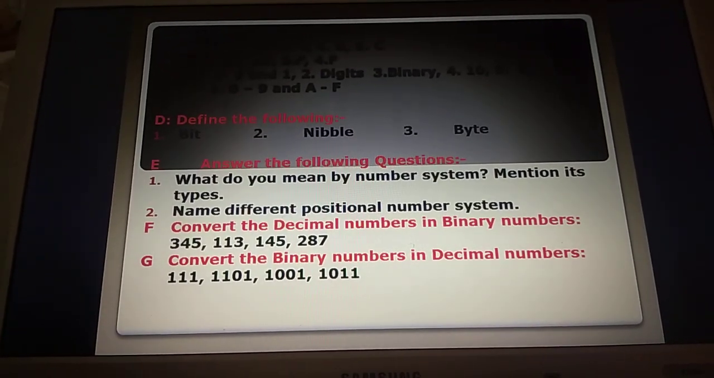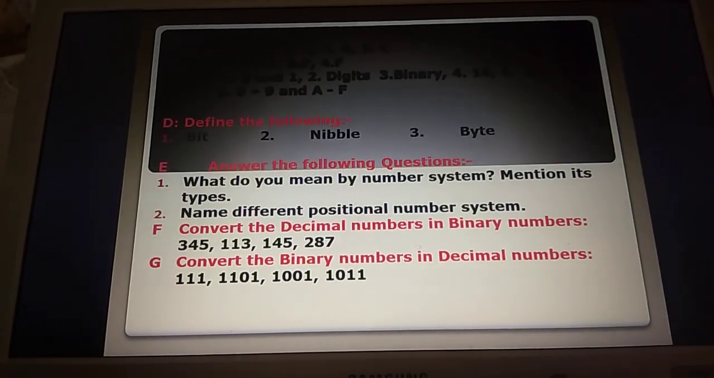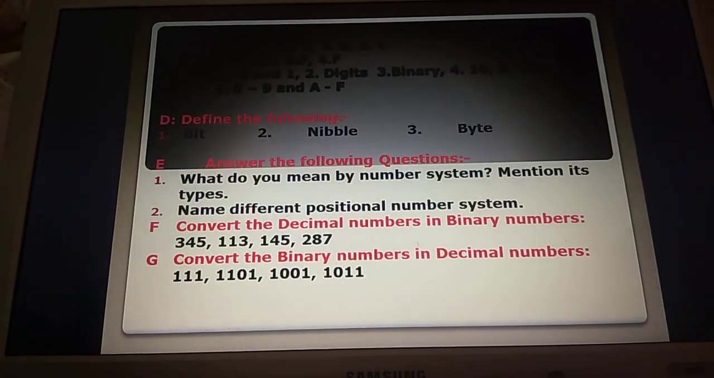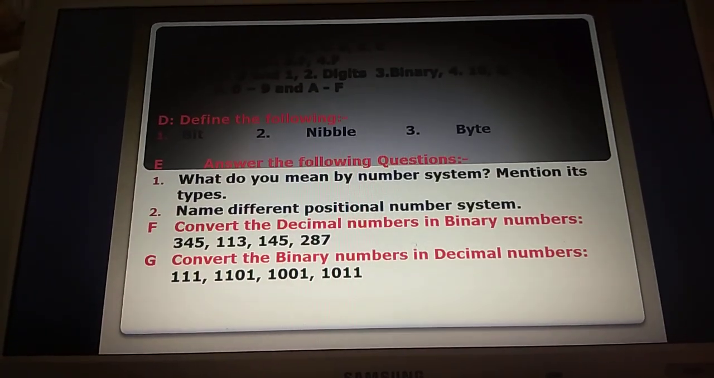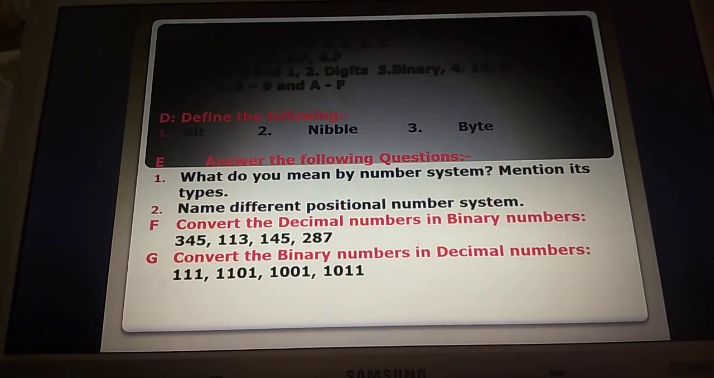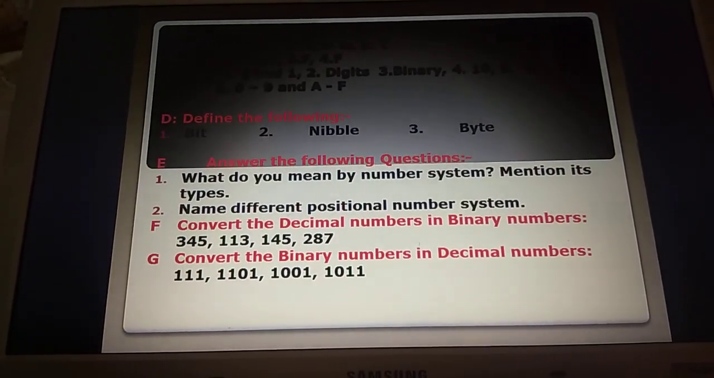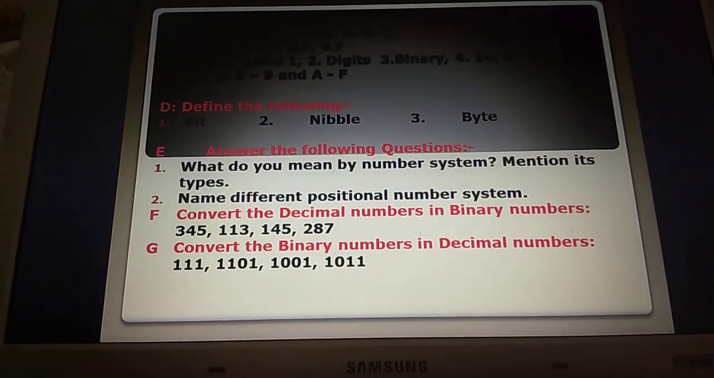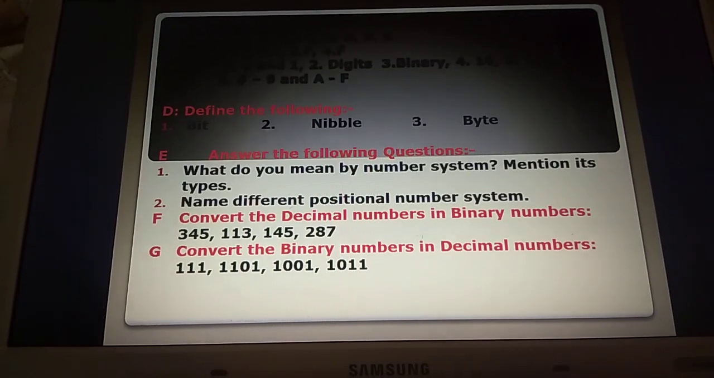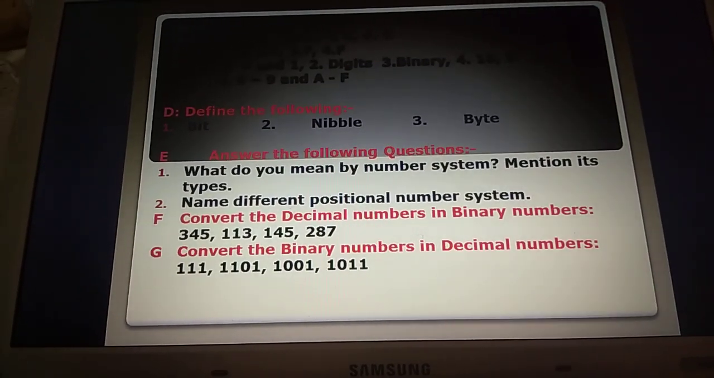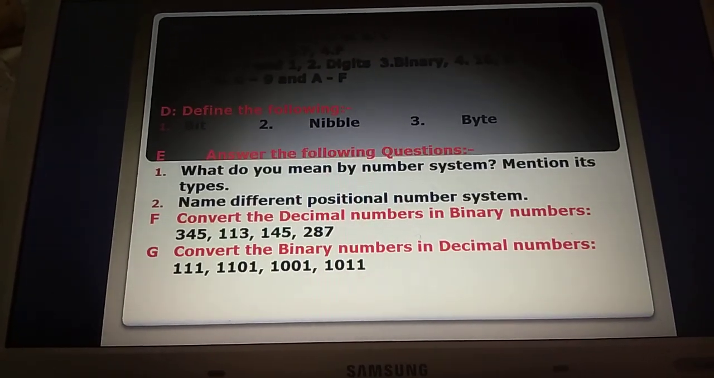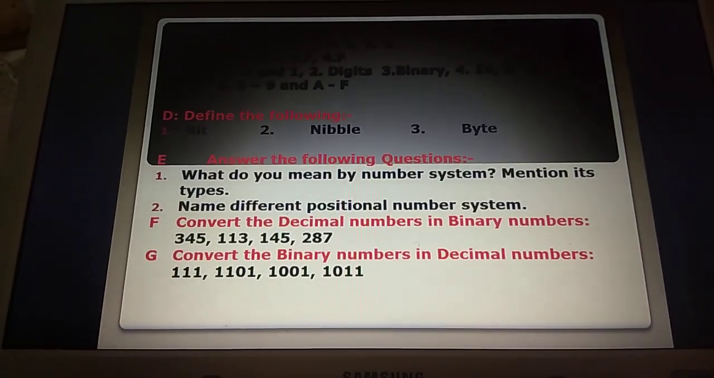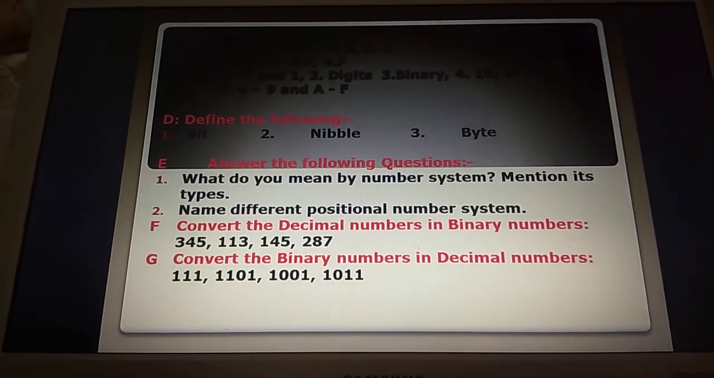In question number F, you are to convert decimal numbers into binary. Those are 345, 113, 145 and 287. You are to convert all these 4 into the binary number system. Then G part contains binary numbers which you are to convert into the decimal number system. So students, complete your assignment and you can send it on the WhatsApp group so that I can check it.